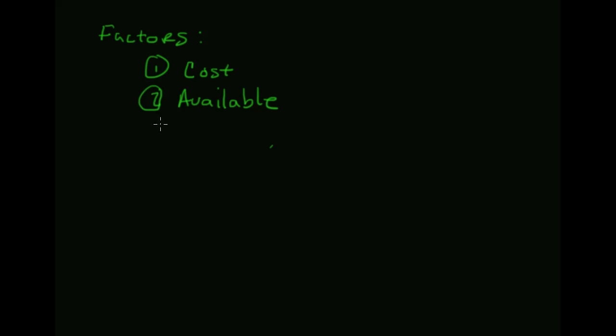Two is how available is the material. So, uranium is a material that has lots of great properties, but it's not very available. If I look around, I can find wood just about everywhere. So that's a thing. These two things tend to have some relationship, cost and availability, but not always.